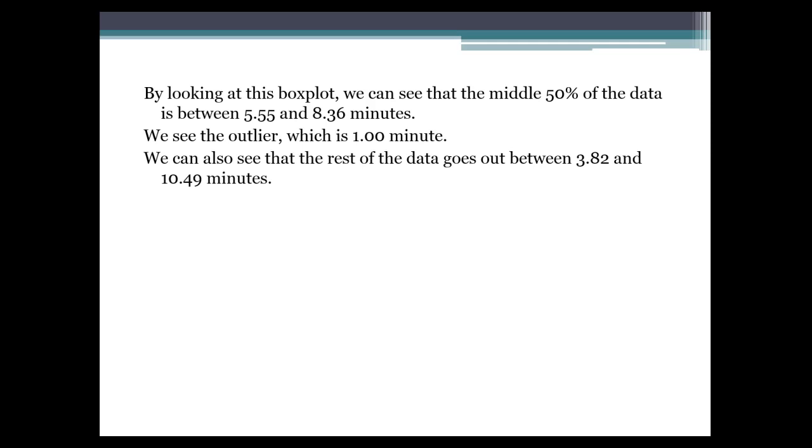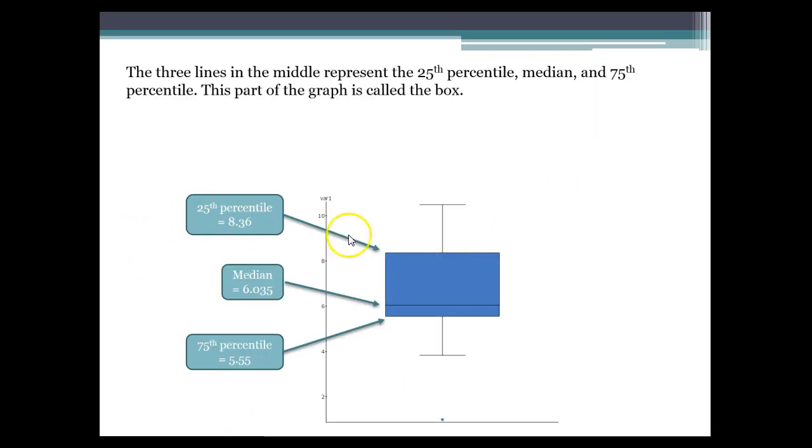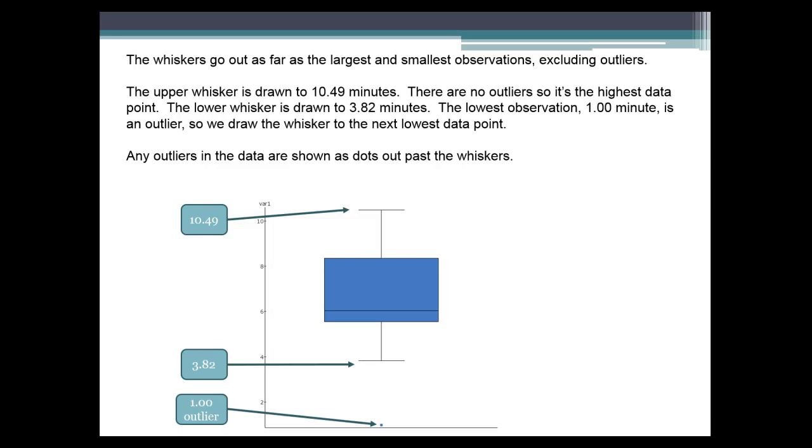So again, from looking at the box plot, we see the middle 50% of the data is between 8.36 and 5.55. We can see that there's an outlier at 1, and we can see that other than that outlier, the lowest data point is 3.82, the highest data point is 10.49.